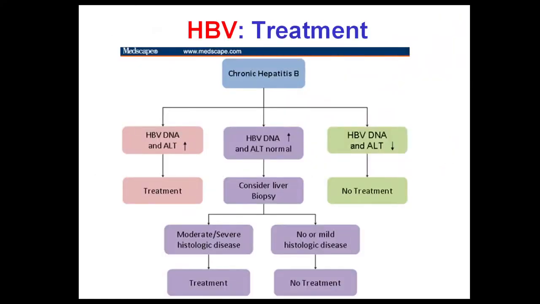How about treatment of hepatitis B infection? The thing is that there is a sort of algorithm for how to manage it. So usually if we have acute hepatitis B infection, we won't perform the antiviral treatment because we believe that the body is fighting the hepatitis B virus itself.